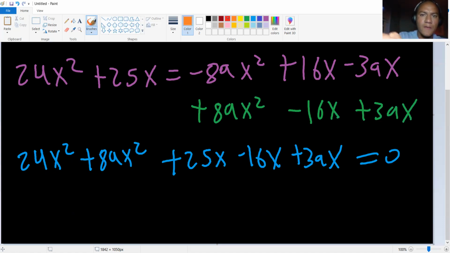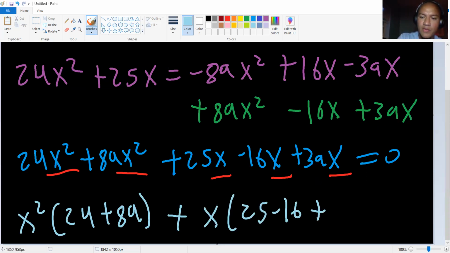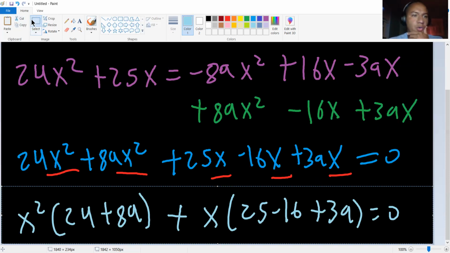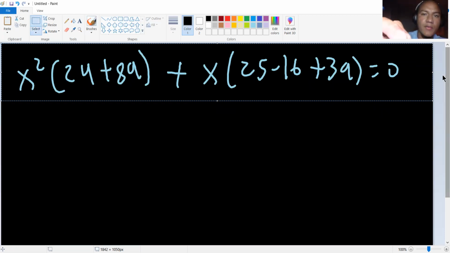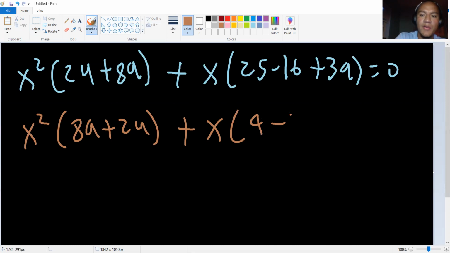Now actually we could just factor this and factor that. And finally, for our answer, we'll get x squared times 24 plus 8a plus x times 25 minus 16 plus 3a equals 0. And we're almost done here, because this will be really easy to solve for a. And I'll show you a cool little shortcut. Copy, new, paste. Okay, so in the end, in brown, you end up getting x squared times 8a plus 24 plus x times 9 plus 3a equals 0.